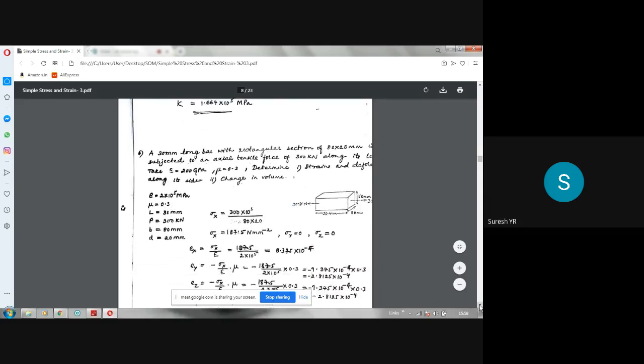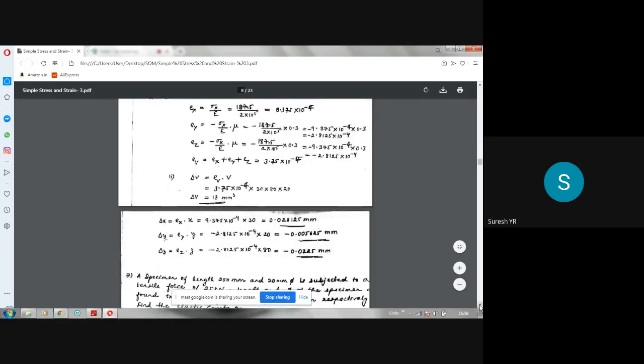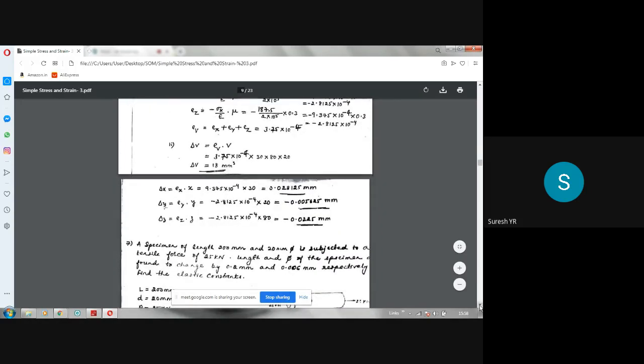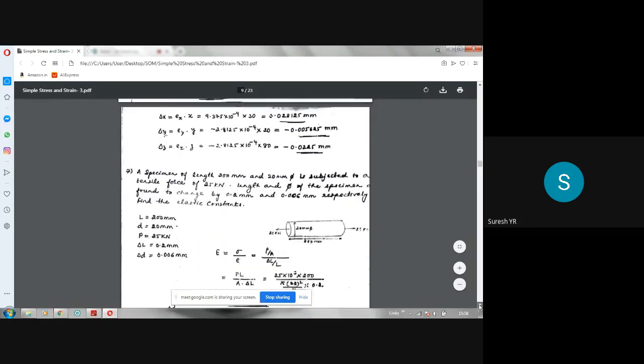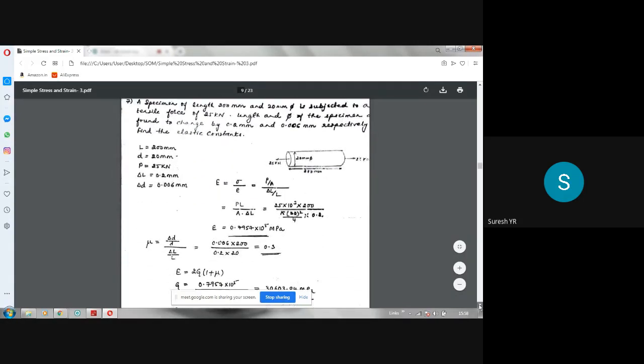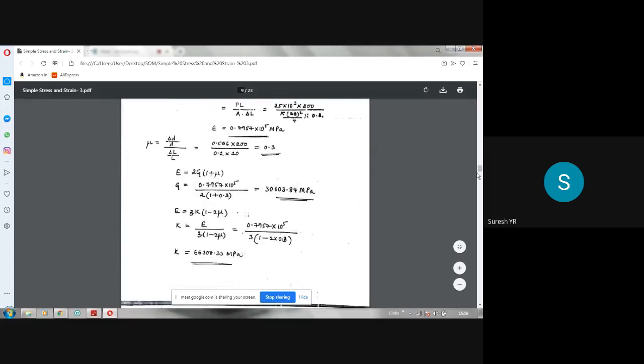Next, the next problem is also a problem on generalized Hooke's law, which I had explained. The sixth problem is similar to a problem which I have done earlier. You can go through that. Seventh one, see, let me take the seventh problem. Okay. All these are important.